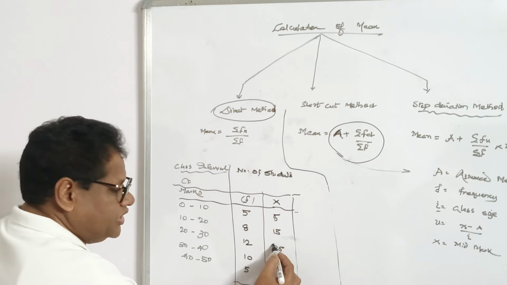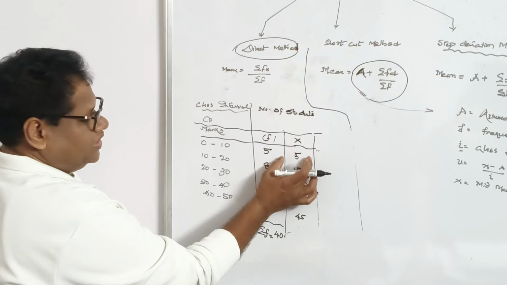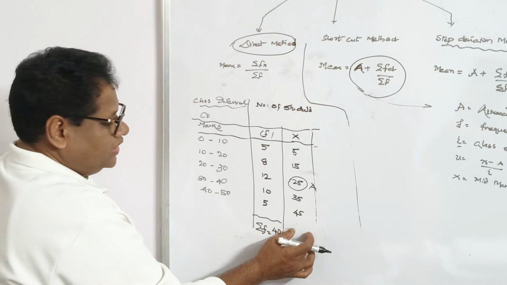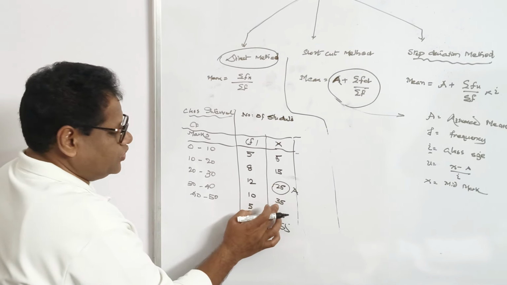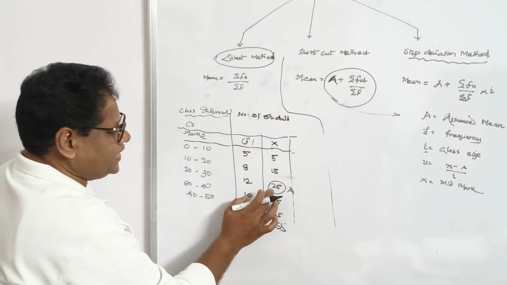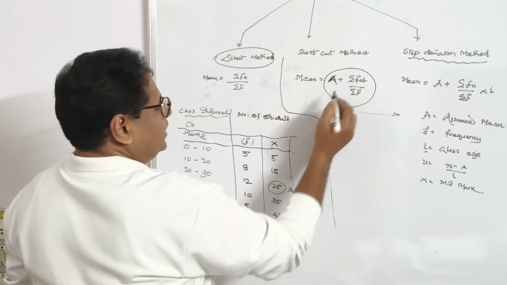Because there are 5 terms, the middle term is taken as assumed mean A. Okay, supposing if there are 6 terms, let us take one more term. Then in that case, compare the third and fourth term, which is having higher frequency, you select that as the assumed mean.